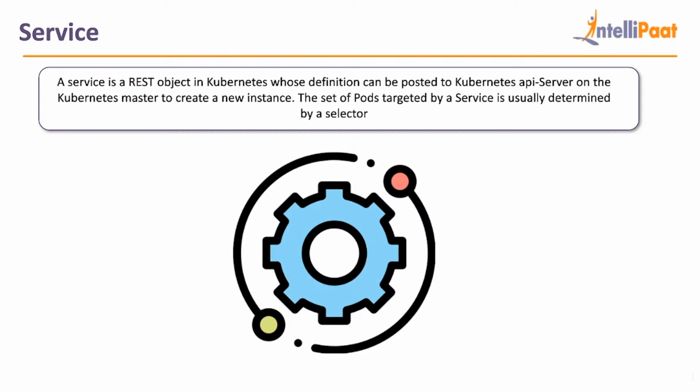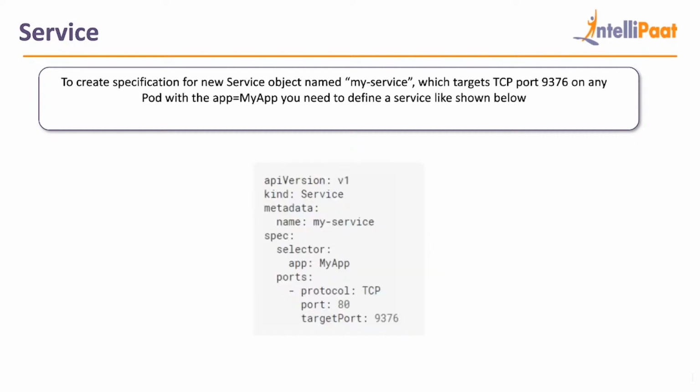The set of pods targeted by a service is usually determined by a selector. So whatever pods you are going for inside of a service, you can define them by selectors. I can give you an example of this. As you can see, the selector inside of this is my app, as you can see in the example here. You can see the version v1 and the kind is given as Service. This is what a YAML file looks like, the overall look of the YAML file.